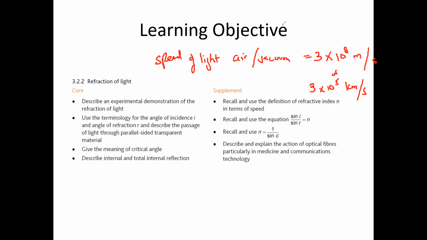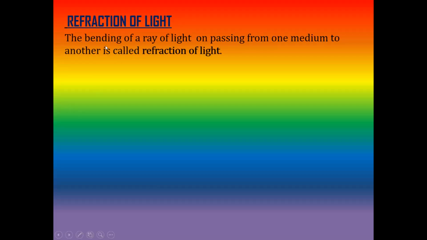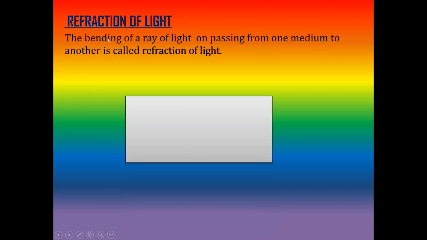Light travels faster in air and vacuum compared to that in solid or liquid. So the term refraction means the property of a wave to change speed, to bend, when it travels from one medium to another. For example, this is a glass block. The light which strikes the glass block is called the incident ray. Then the imaginary line which is perpendicular to the surface is known as the normal. This is imaginary, in reality it's not there.